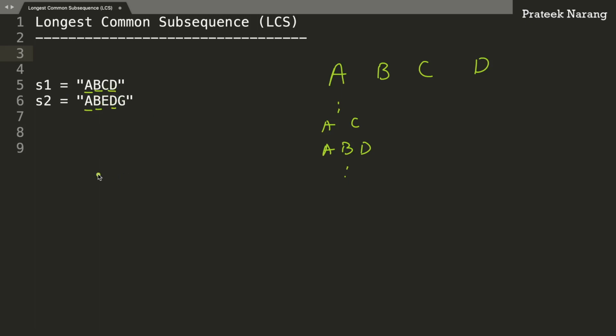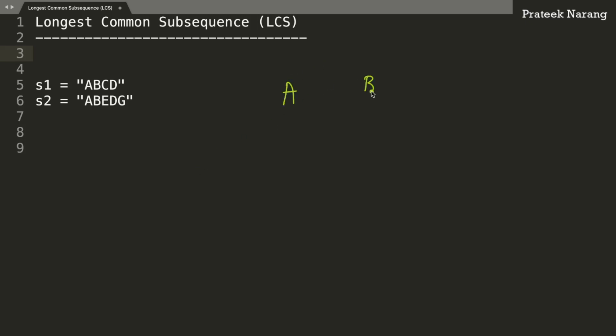Out of all the subsequences that are common, the longest one is ABD, because it is present in string 1 and it is also present in string 2. So the longest common subsequence would be ABD in this particular case. We need to first find the length. The length of this subsequence is 3, and later on we will see how we can print this subsequence. So these are the two things we will discuss in this video, and we will start with a brute force approach. Let us discuss how we can solve this problem in a brute force manner.